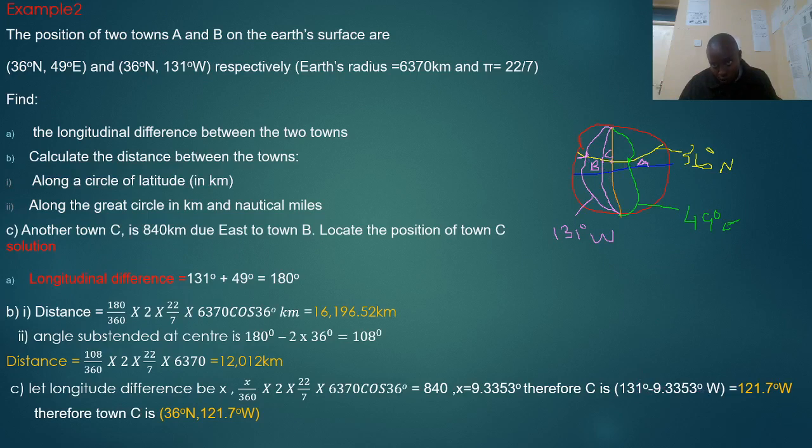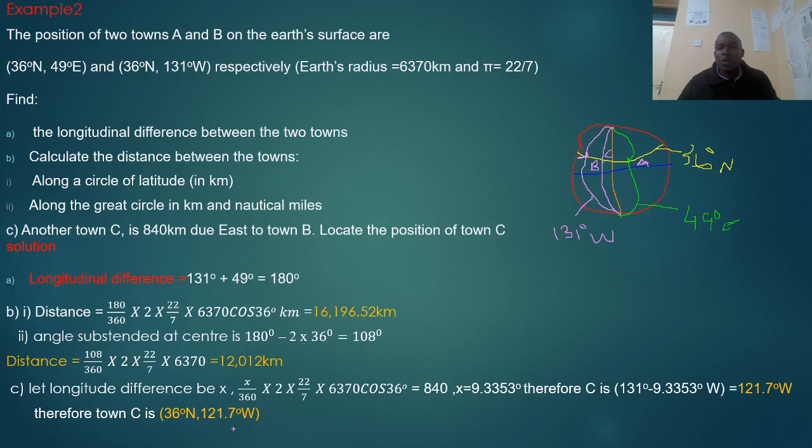You reduce and you get the angle which is here. So it will be 131 minus 9.33 to get 121.7 degrees west. Remember, both are towards the west. So the location for C is 36 degrees north and 121.7 degrees west.